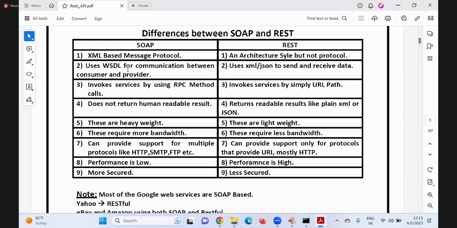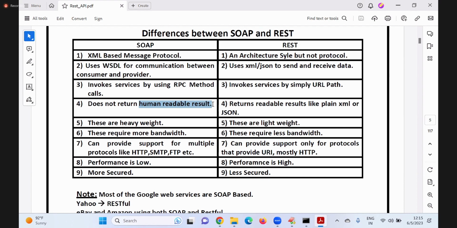But what is WSDL? Web service development language, one different language. Four, does not return human readable result. That is XML I'm telling. Dictionary can be understandable by human being and machine both. Sometimes XML format is not understandable by human being. We have to parse the data to Python dictionaries. Again, conversion is required.